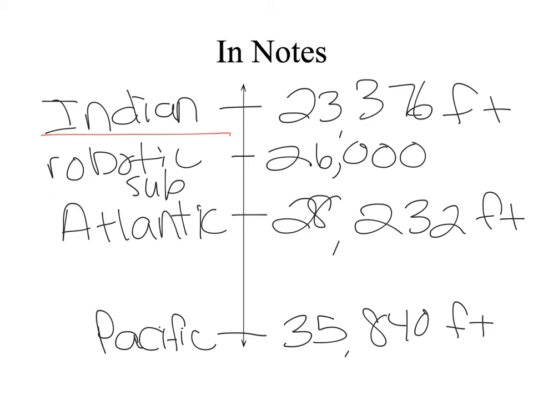Well, if you're looking at the number line, it tells you that here, once you get to this point, you are at the bottom of the Indian Ocean. Well, since the robotic sub can go even farther than that, then yes, it can reach the bottom of the Indian Ocean. Now, the Atlantic Ocean is at a depth of 28,232 feet. Well, since the robotic sub can only go to 26,000 feet, it will never reach the bottom of the Atlantic Ocean.